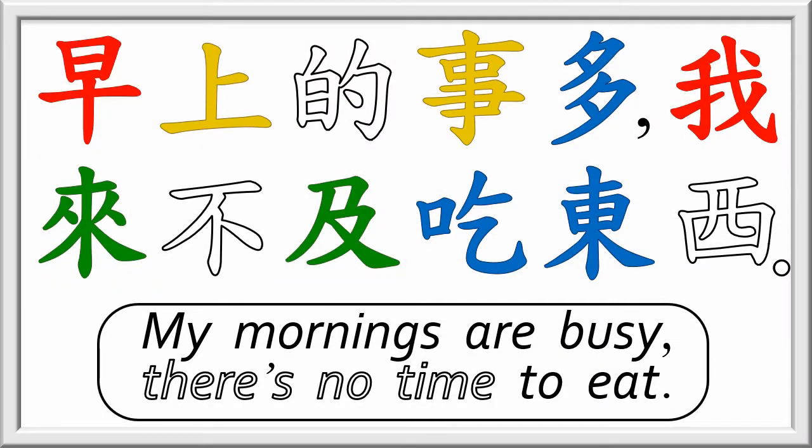Now here are some resultative verb compounds, like those in Lesson 35, with both actual and potential examples. 早上的事多，我来不及吃东西。 My mornings are busy. There's no time to eat. 不及, remember, means not to reach, not to attain. So the common phrase, 我来不及, means I can't make it in time.